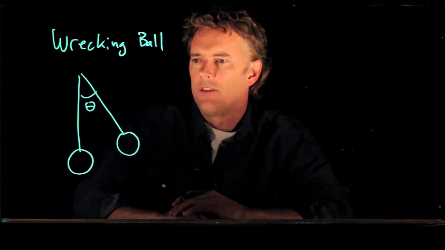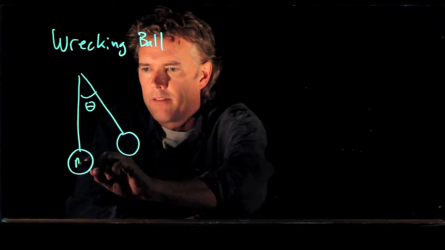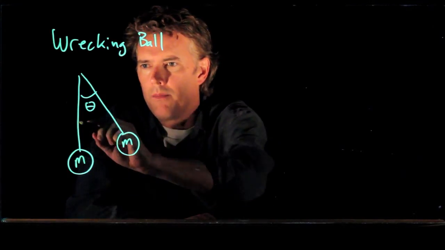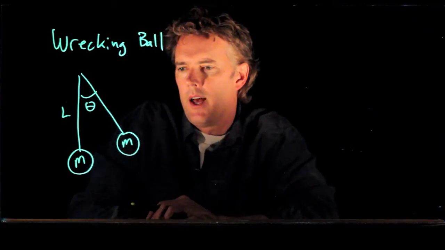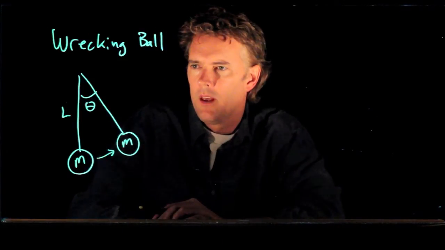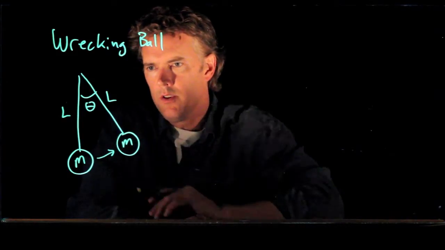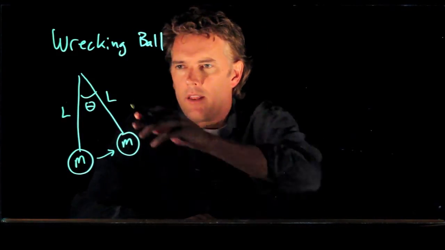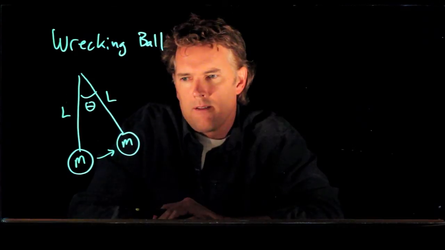Let's identify some parameters here. We've got a mass m for that wrecking ball, and we have a length of cable L. Now, as it swings from there to there, the length of the cable doesn't change, and so that side of the triangle we can also say is L.